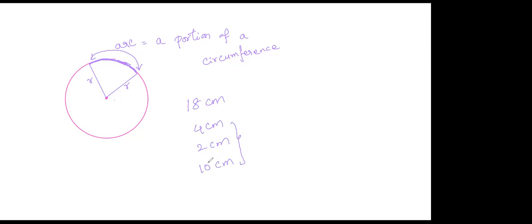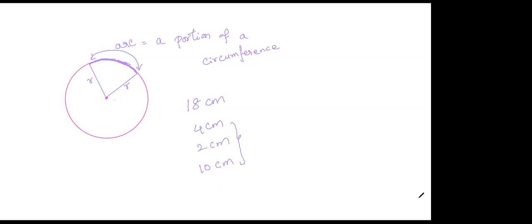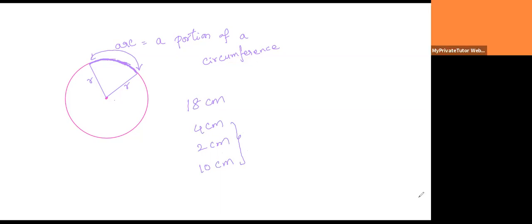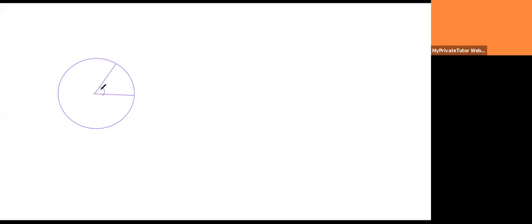The next one, have you learned the degree? I mean the angles and all. Okay, great then. Let me make one now. So you know that this is a radius. This is also a radius. So this is an angle, I hope you know that. And this is a radius. So this angle is called theta.